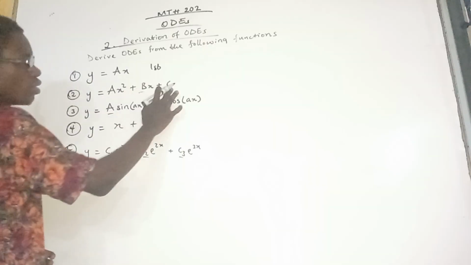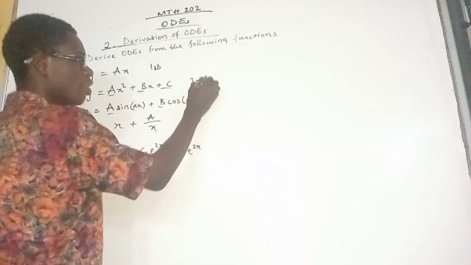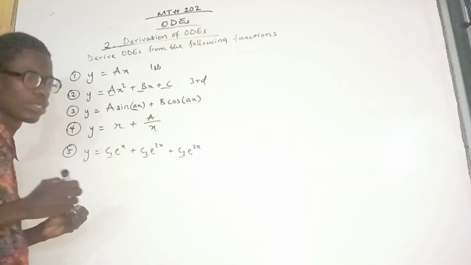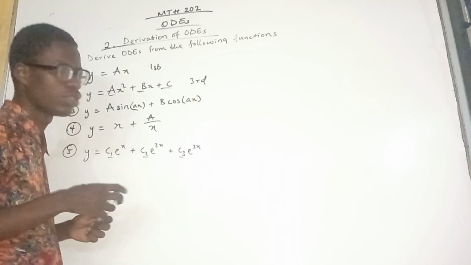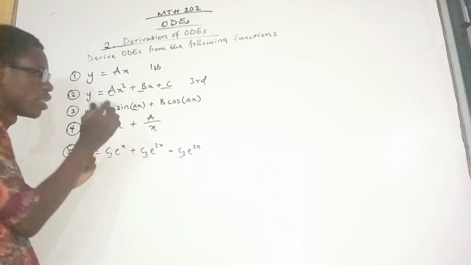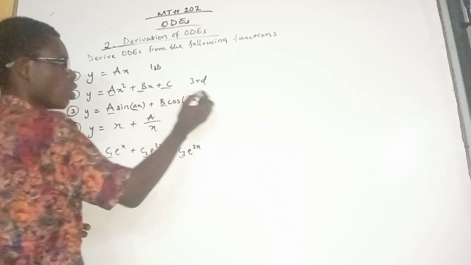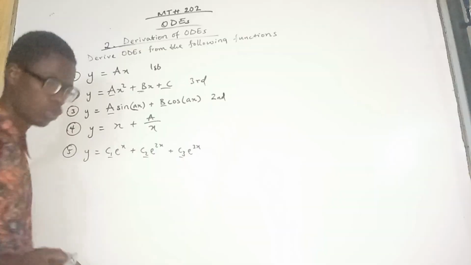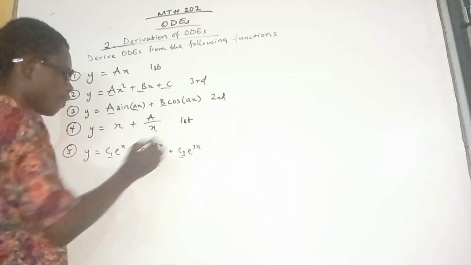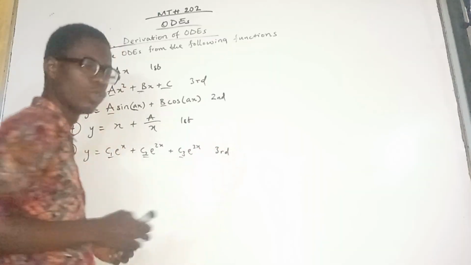We have three arbitrary constants in this, right? So this means we are differentiating thrice, and we will have a third order ODE. For this, we have two arbitrary constants. We don't count this one as an arbitrary constant. Please note that. So we have only two arbitrary constants in this function, which means we are differentiating twice, and we will have a second order ODE. For this, we have only one, differentiate once, first order. For this, we have three, differentiate thrice, and this is the third order ODE, right?